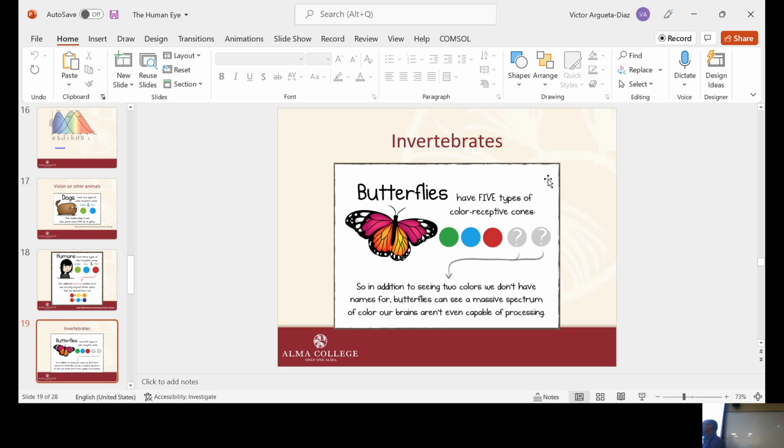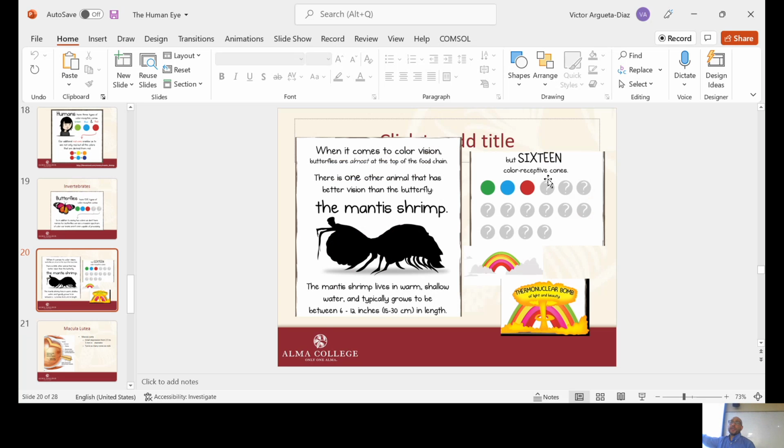So they are more sensitive to the ultraviolet. Animals that hunt at night can also see other kinds of colors. And I'll show you the video for the mantis shrimp later, so I'm not going to do it now, but that thing can see like 16 receptive colors.